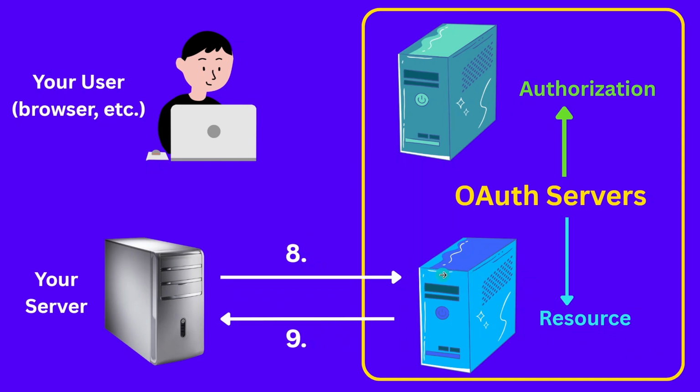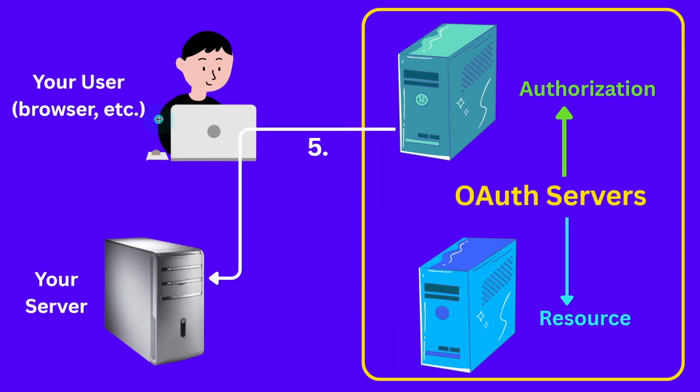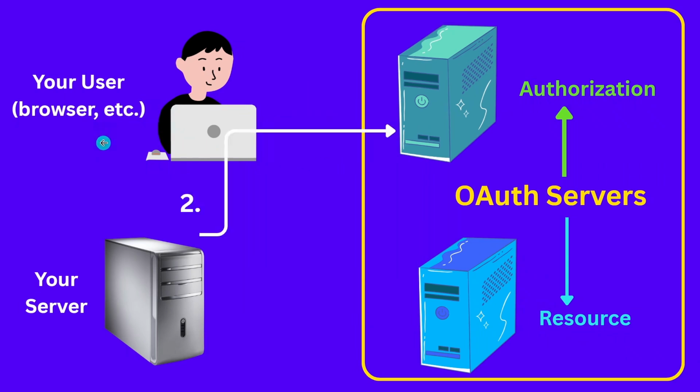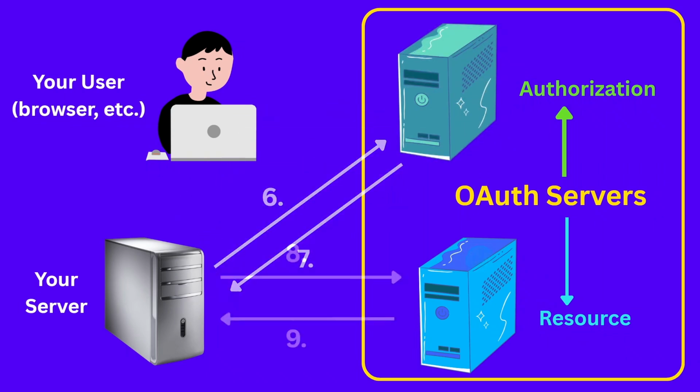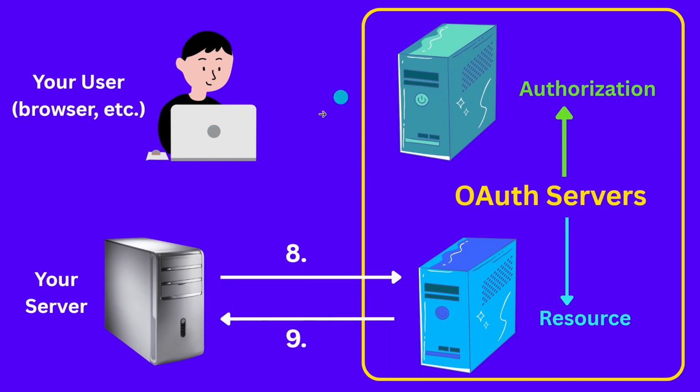All right, and the details we can access on the resource server are determined by the scope that we passed along initially when we redirected the user to the authorization server. So the kind of details we can access on the resource server are dependent on that scope that we passed along in the first redirect to the authorization server.